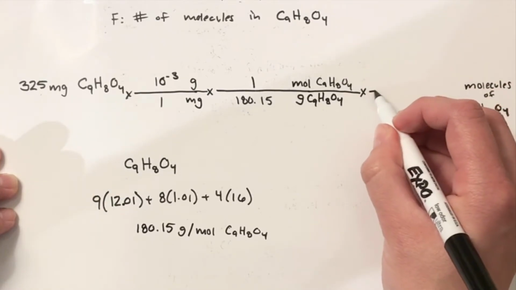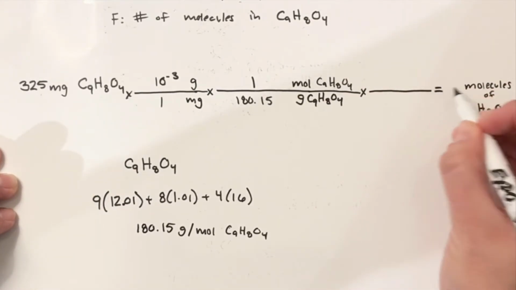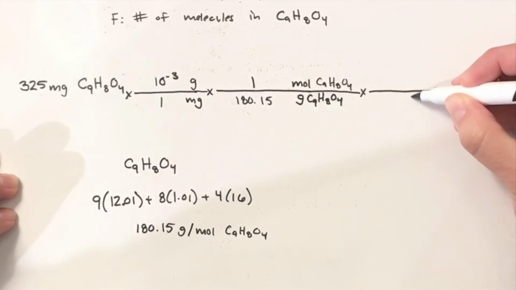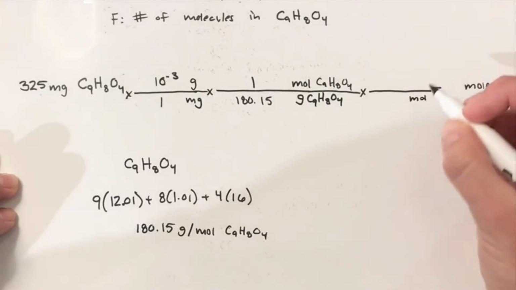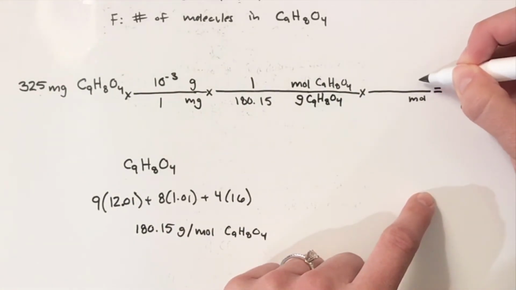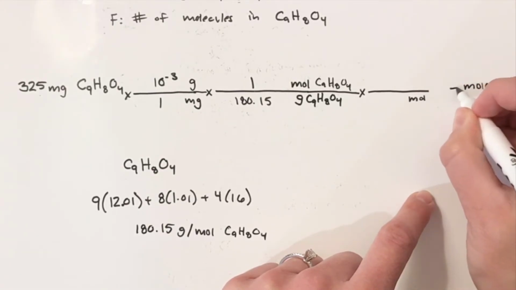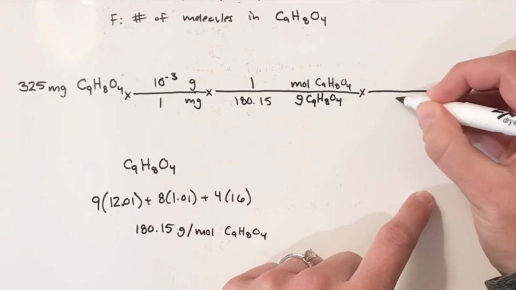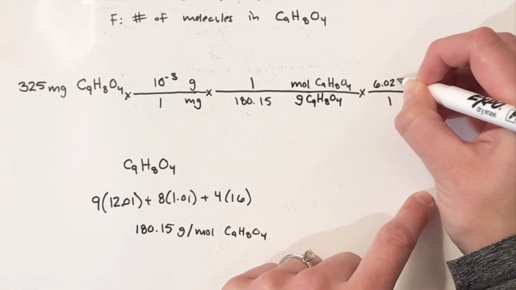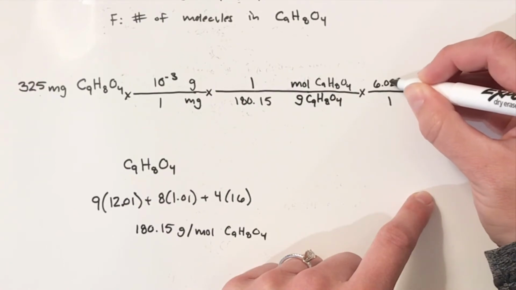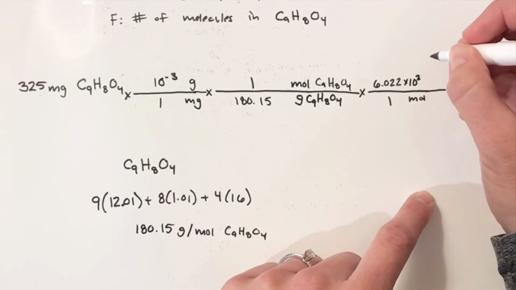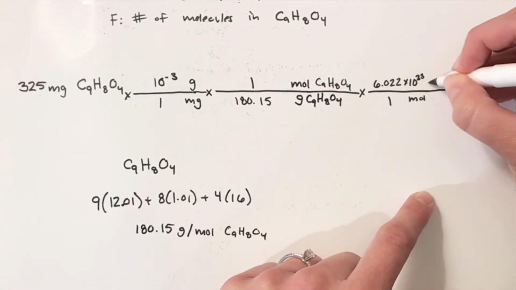Okay, moving on. We are really running out of room. So we know that mole has to be on the bottom here. And molecule can actually be on top. We can go from moles to molecules. I'm going to make this a little bit bigger. 1 mole is equal to Avogadro's number, which is 6.022 times 10 to the 23rd. Molecules.